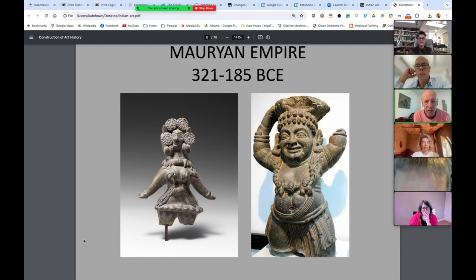One of the earliest empires is the Mauryan Empire, which is 3rd to 2nd century BC. Primarily there were small terracotta figures, which is on the left, and stone.